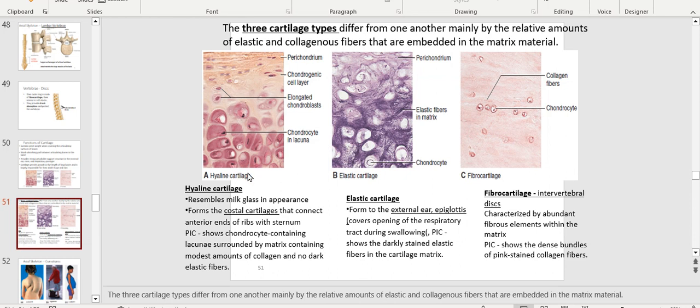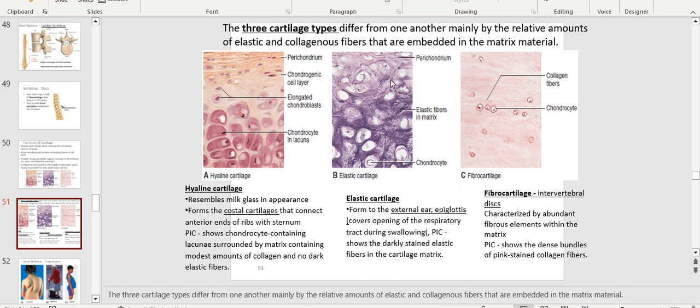The hyaline cartilage there resembles milk glass in appearance, and forms the costal cartilage that connects the anterior of the ribs with the sternum. Here we're talking articulating cartilage. And this pic shows chondrocyte-containing lacunae surrounded by a matrix containing modest amounts of collagen with no dark elastic fibers. So there's your chondrocyte within a lacuna in articulating cartilage.